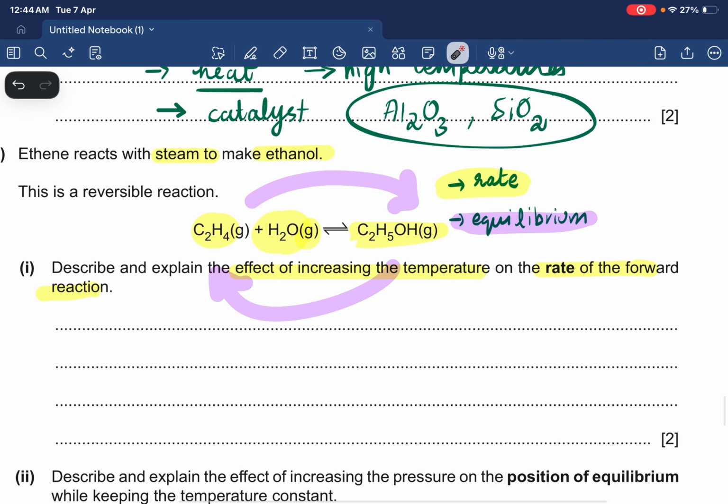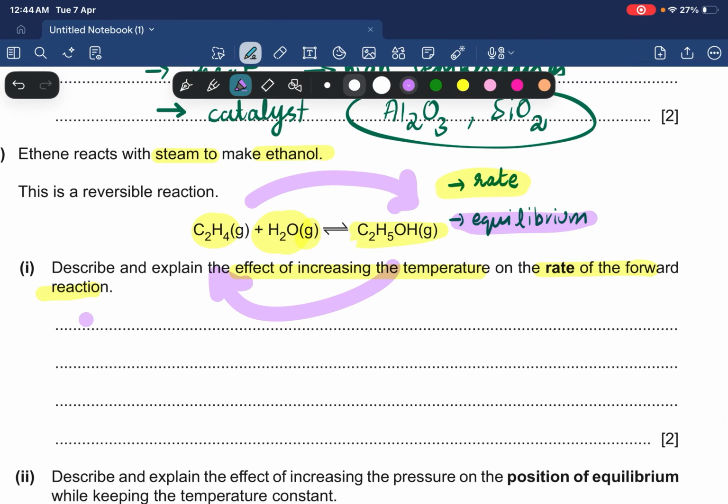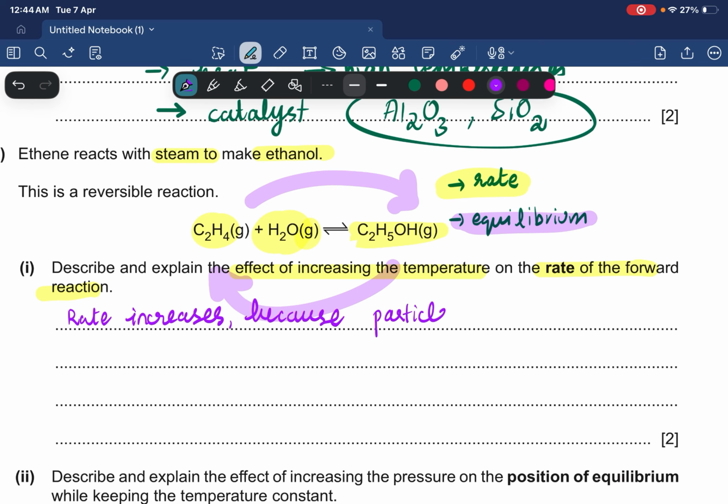Describe the effect of increasing the temperature on the rate of forward reaction. It's simple. Rate increases. Why does the rate increase? Because particles gain kinetic energy. We don't forget the basics. Increasing temperature is going to make the particles more energetic. Particles gain kinetic energy, increasing the frequency of effective collisions.